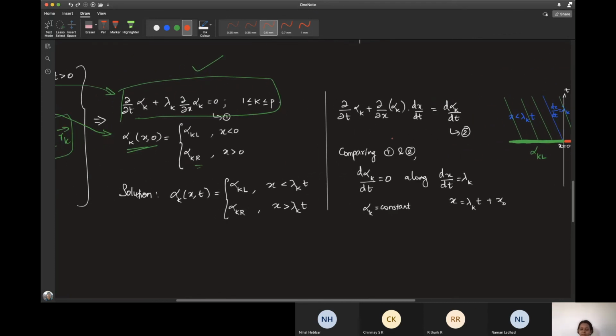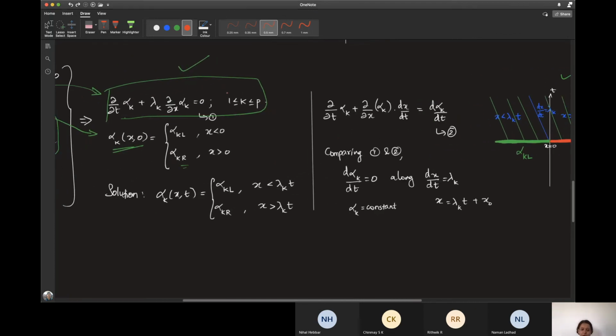Similarly, you will have it for all p equations. I've shown it for some general k, but k runs from 1 to p. So you have p such equations and p such initial conditions.